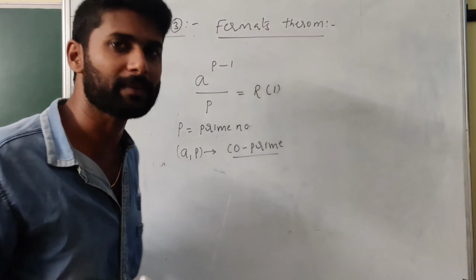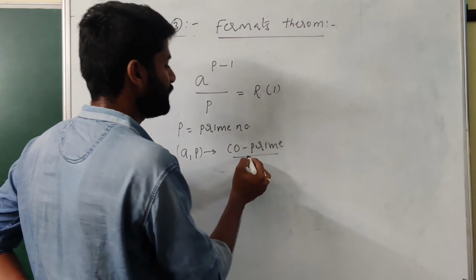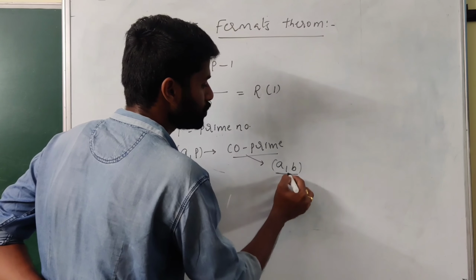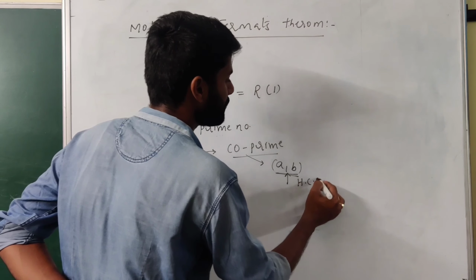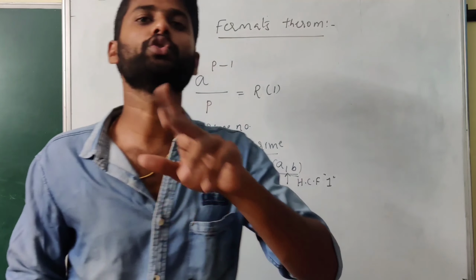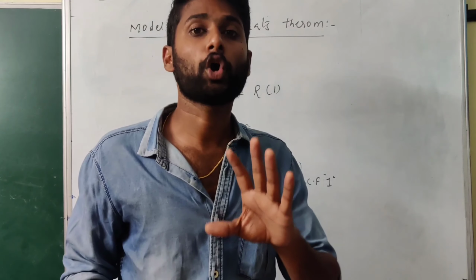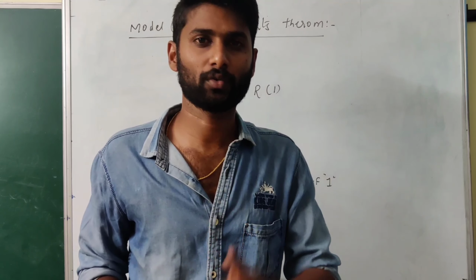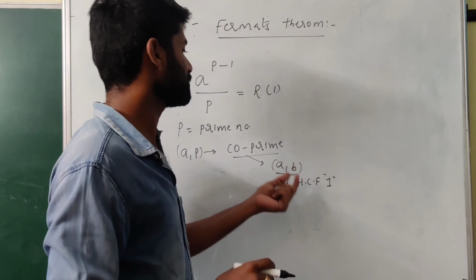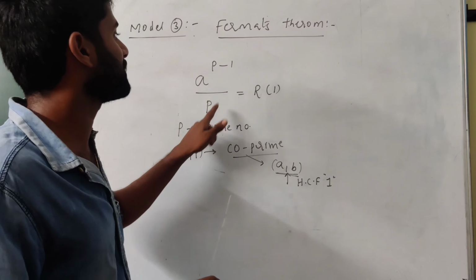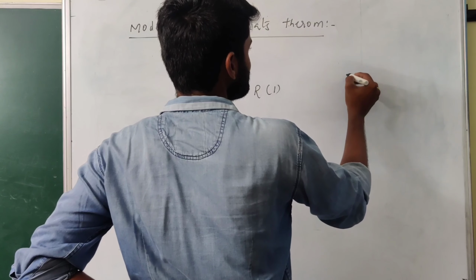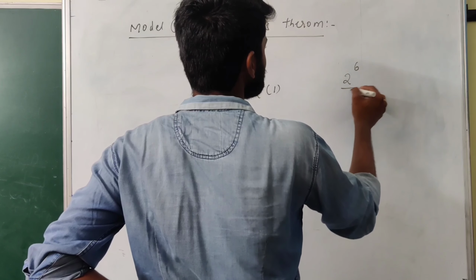So we have a doubt: what is the meaning of co-prime? Co-prime means if you consider any two numbers, the highest common factor of those two numbers is 1. The meaning of highest common factor is that those two numbers have a common divisor that is only 1. Only 1 is the common factor, so HCF becomes 1. So a^(p-1) by p gives remainder 1. For example, I will go with the example. See, 2^6 divisible by 7.